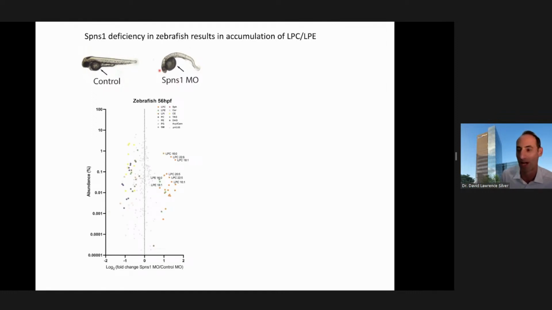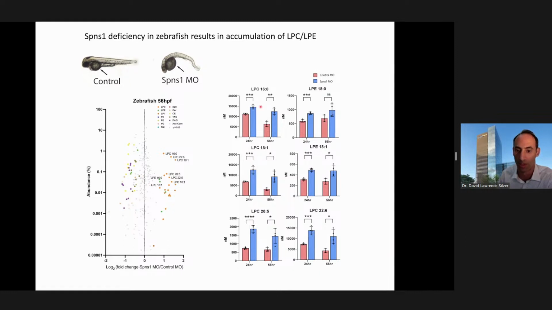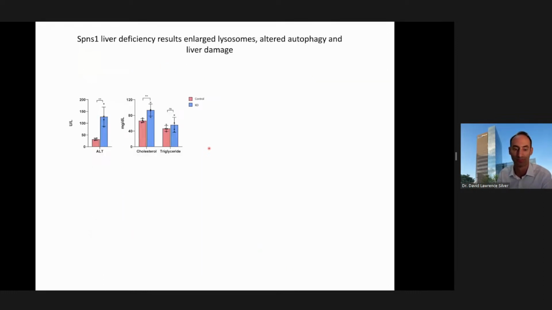And so when we did the same kind of high resolution lipidomic analysis, and again, this is a lipidomic abundance plot, you can see that the only significant elevated lipids in the fish, in this embryo, are the LPCs. In this case, we didn't see any increase in sphingosines at all, or other lipids. Again, suggesting those are all secondary effects. And then we can quantify this. So among all the different LPCs, whether we're looking 24 hours after fertilization or 56 hours after fertilization, the SPINS1 morphants have accumulation of LPCs, consistent with the cell-based studies.